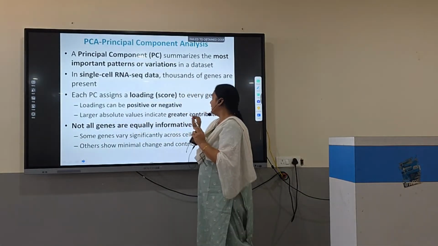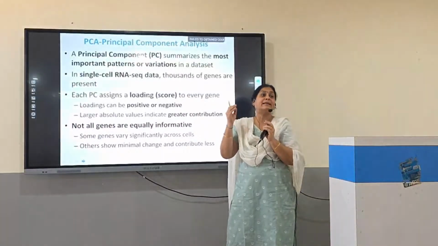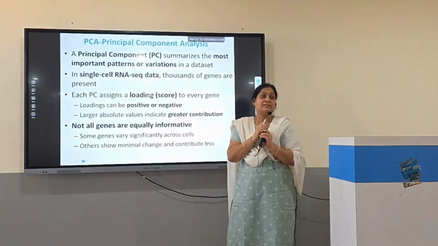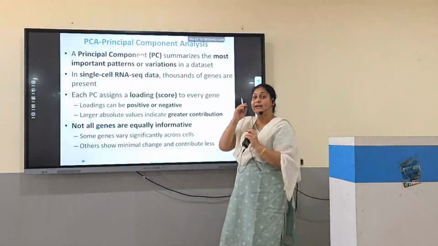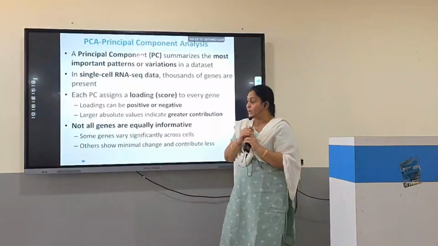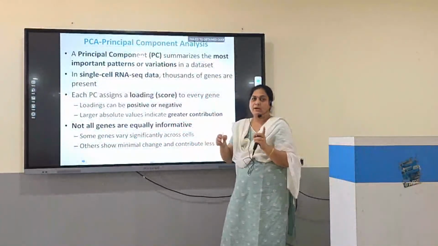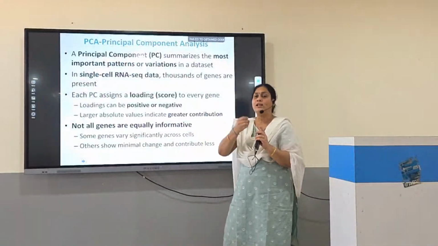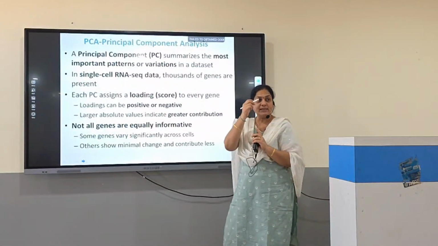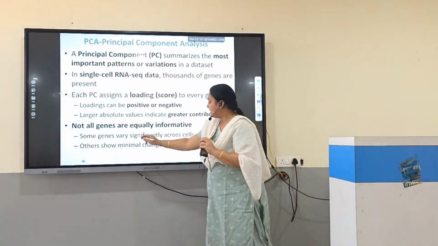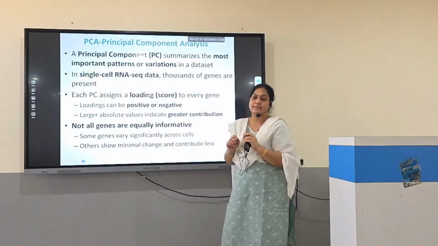Larger contributed values indicate greater contribution. The larger values, if you go, that means they are contributing more to your feature. That particular dimension contributes more. So not all genes are equally informative. If you take the genes data only also, all the genes may not be important, like how I said about student, all the features are not important. Some genes vary significantly across cells and others show minimal change and contribute less.